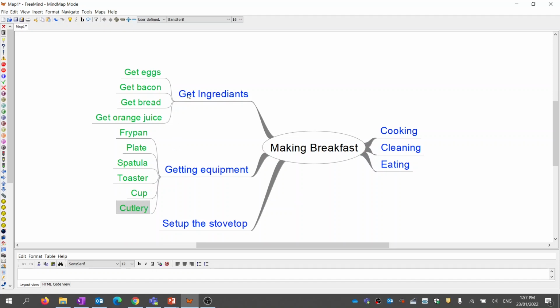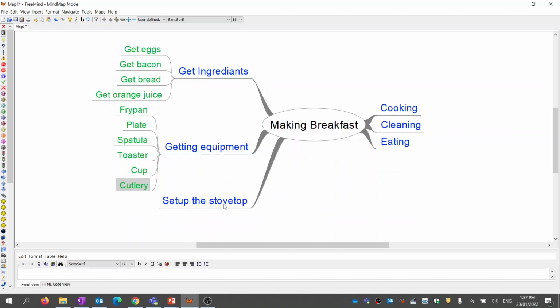So I've broken this down. I'm decomposing the problem. I started with this problem: make breakfast. Now I've got six different subtasks, and each one of these subtasks has smaller subtasks, and each of these is really manageable. I can get the eggs and bacon and bread and the orange juice. So I can solve them, and then suddenly I've solved get ingredients. And I can go to the cupboard and get the fry pan and the spatula and the toaster and the cup, and suddenly I've got the equipment.